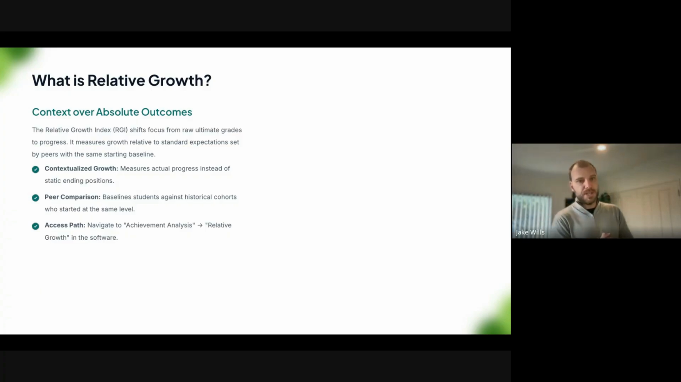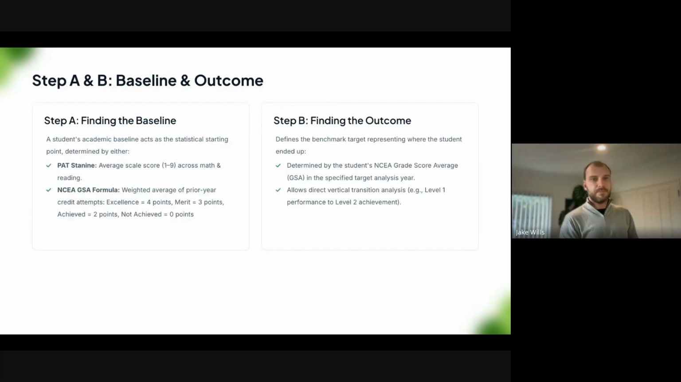And to access this, you can go to achievement analysis, and then you'll find relative growth in the top bar there. So there's basically 4 parts to this. So step 1 or step A is finding the baseline. So a student's academic baseline is where we have their starting point at, and we can do this one of 2 ways, and you can use multiple models inside this.